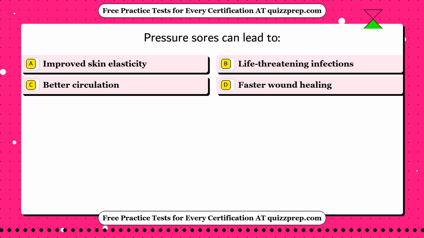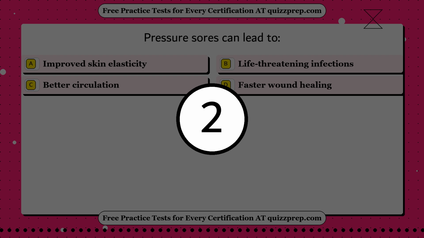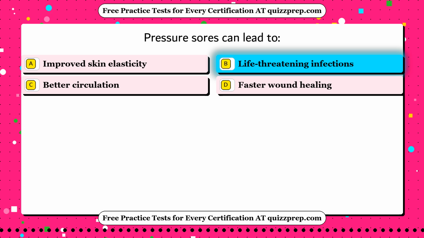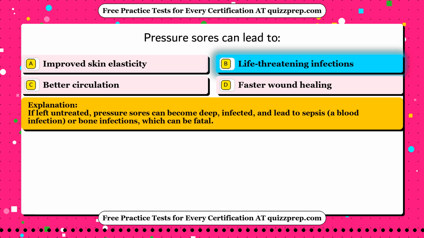Question 59. Pressure sores can lead to: Option A, improved skin elasticity. Option B, life-threatening infections. Option C, better circulation. Option D, faster wound healing. The correct answer is option B, life-threatening infections. If left untreated, pressure sores can become deep, infected, and lead to sepsis, a blood infection, or bone infections, which can be fatal.